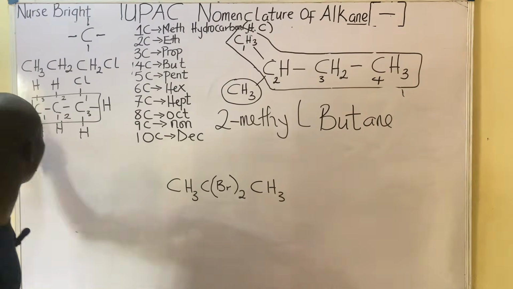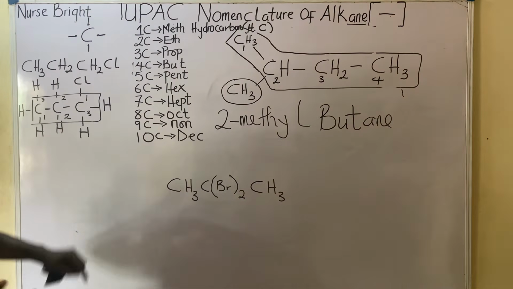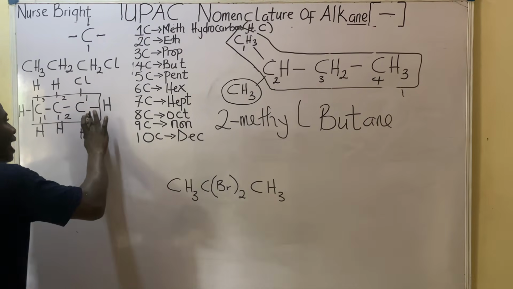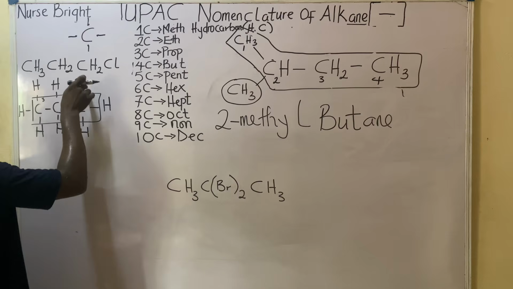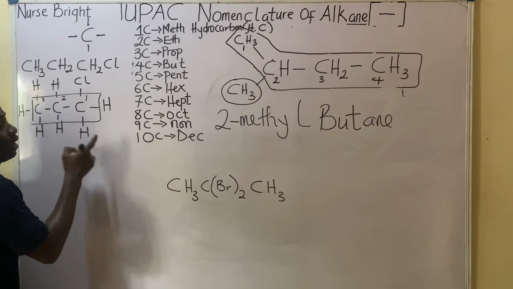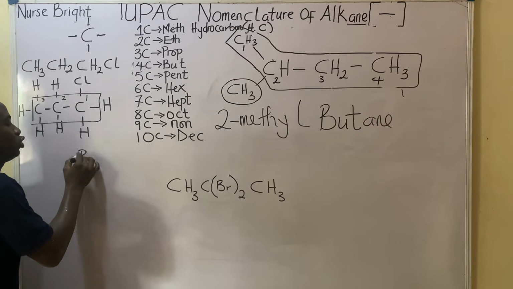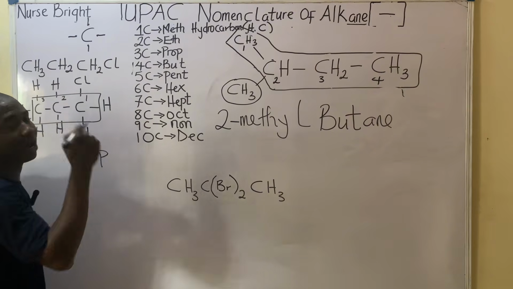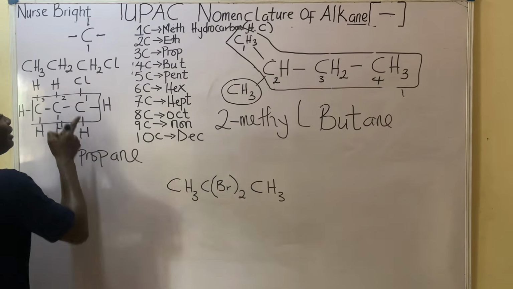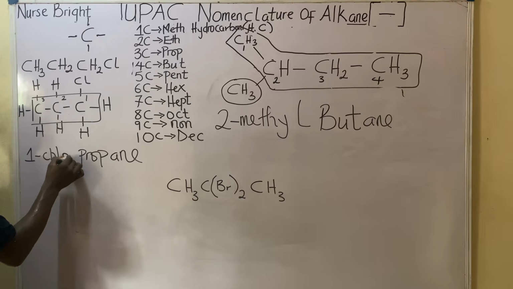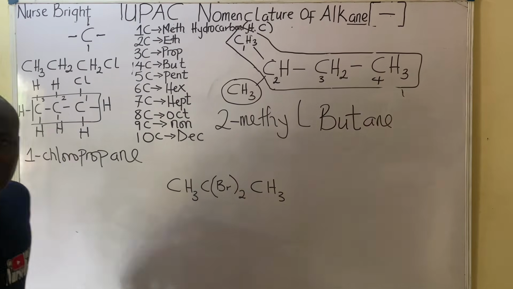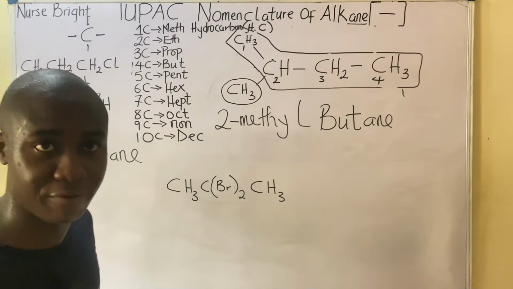Carbon 1. If you count from this direction, chlorine will fall on carbon 3, and we don't want that because it's a large number. We say the substituent should have as low a number as possible. So how many carbons are here? 3. So it should be called prop, but since it is an alkane, we call it propane, and definitely we'll call it 1-chloropropane, because that's the chlorine group. Do you get it? It's actually very, very easy.